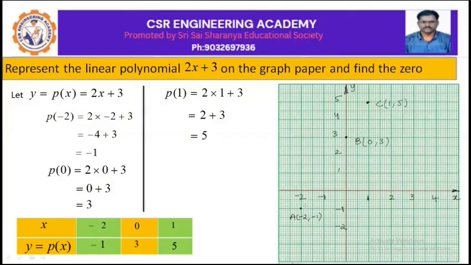Now join A, B, C, which is a linear polynomial, that is 2x plus 3. By observing, this line is intersecting the x-axis at the point x is equal to minus 1.5, which is the 0 of the given polynomial. Therefore, the 0 of the polynomial is minus 1.5.